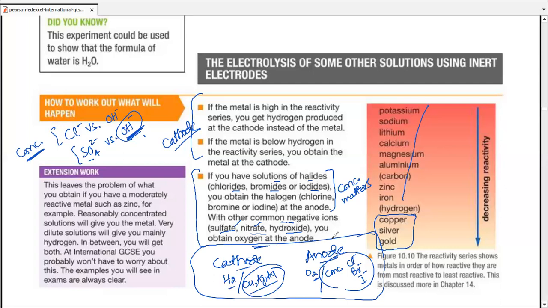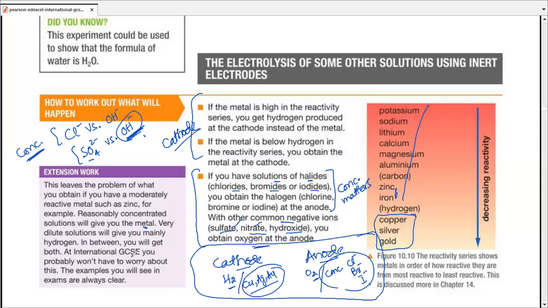Okay, now, hold on. Extension work. This leaves the problem of what you obtain if you have a moderately reactive metal such as zinc. Since zinc and iron are too close to hydrogen, what's going to happen with that? Reasonably concentrated solutions will give you the metal. Very dilute solutions will give you the hydrogen. In between, you'll get both.